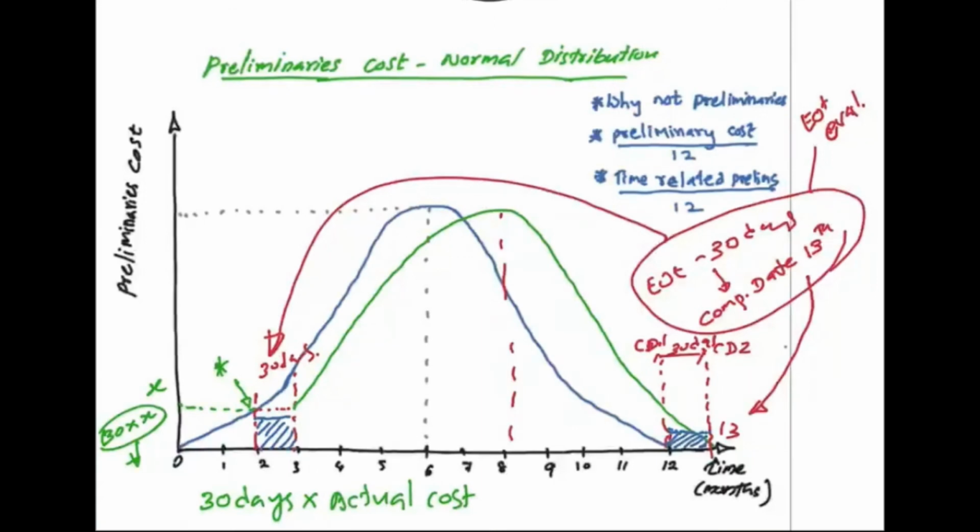Therefore, the correct way of calculating prolongation cost is the number of compensable delay days into the actual cost. Actual cost calculation is not easy, but remember, the burden of proof lies with the contractor.